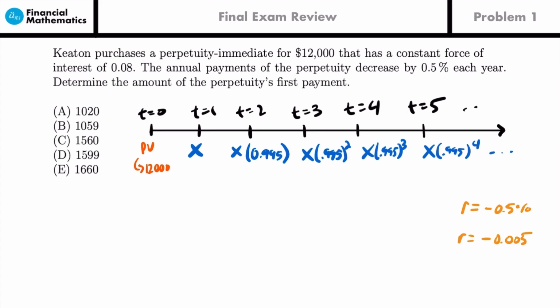This would obviously go on forever because this is a perpetuity. All right, now our final goal here in this problem is to determine the amount of the perpetuity's first payment. So that would be X, that's what we let X be equal to.